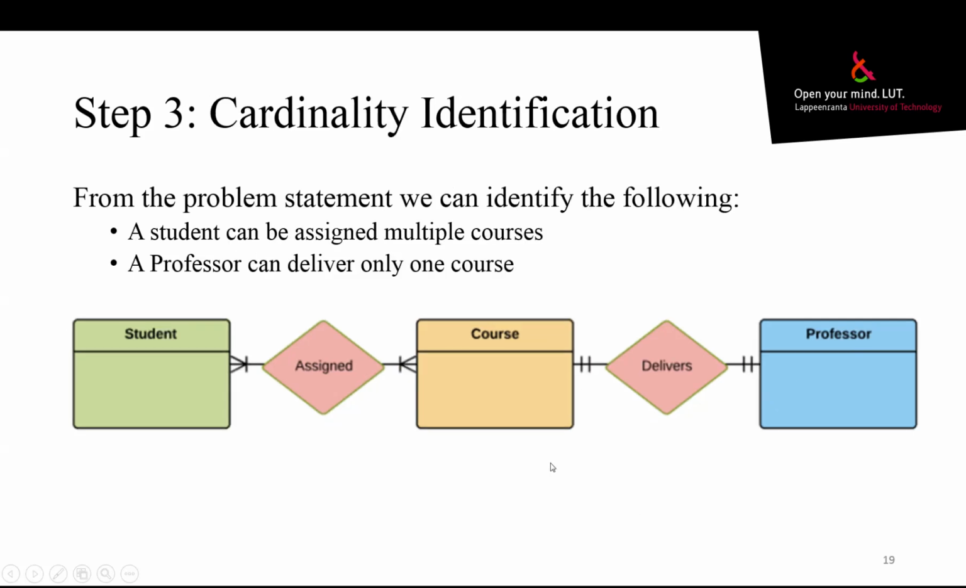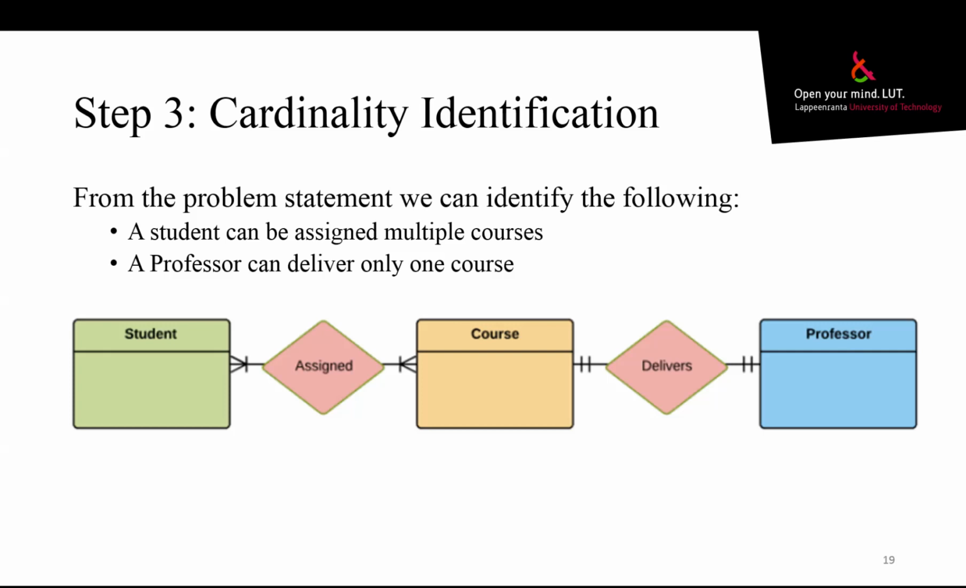And the third step is to look at the cardinality relationship. So a student can be assigned to multiple courses, as you can see with this notation symbol, and a professor can only deliver one course, as you can see with this. So it shows that it's just one. So a professor can only deliver one course at a time. So this explains the cardinality relationship, or how each of these entities is related to the other in terms of whether it is one to one, many to one, or the other.